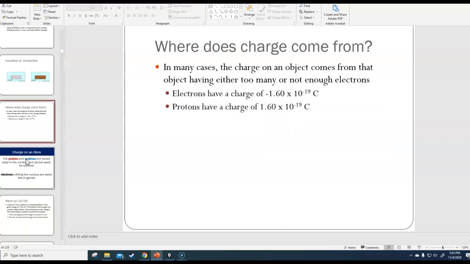All right, so let's see. We've talked about objects that are charged having too many or not enough electrons before. I think we've talked about this before.